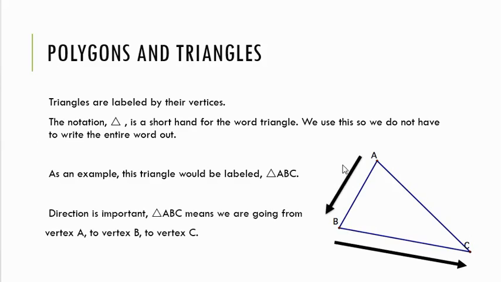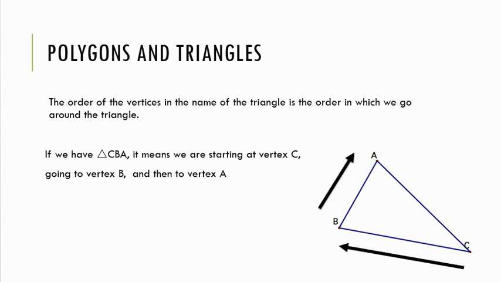Direction is important when you're talking about labeling triangles, and this will come into play later, but it's important. When we say triangle ABC, we're labeling it in this direction. So we're going from vertex A to vertex B to vertex C. The order of the vertices in the name of the triangle is the order in which we go around the triangle. So for example, if we said triangle CBA instead, we'd still be correct, but we're labeling it in a different direction. So it would be CBA.